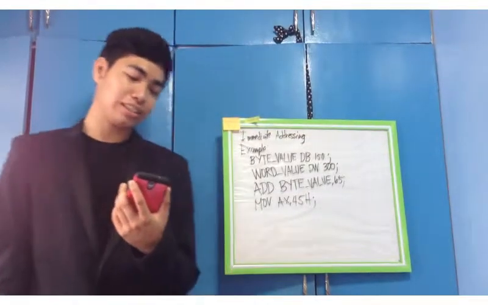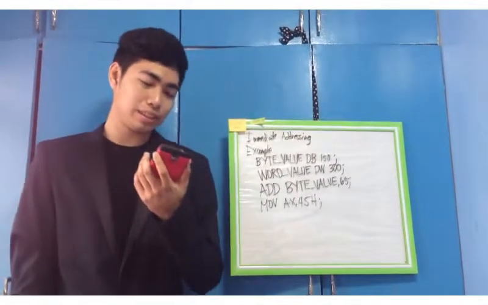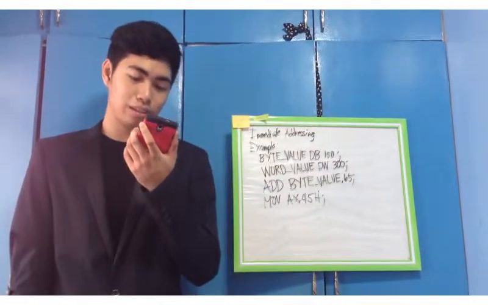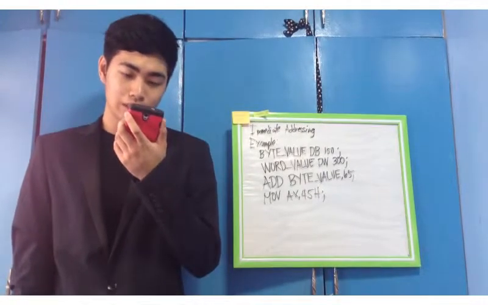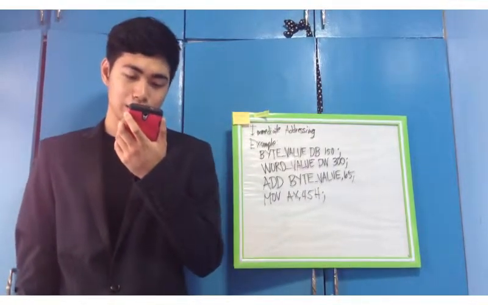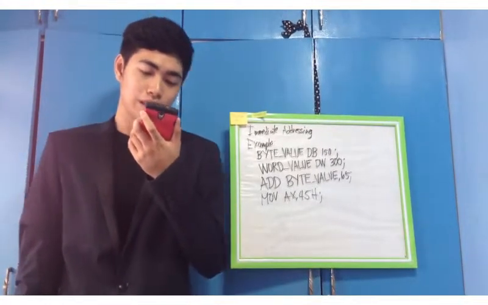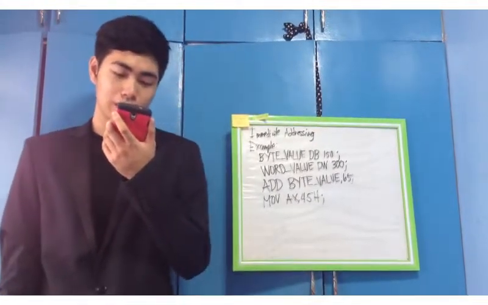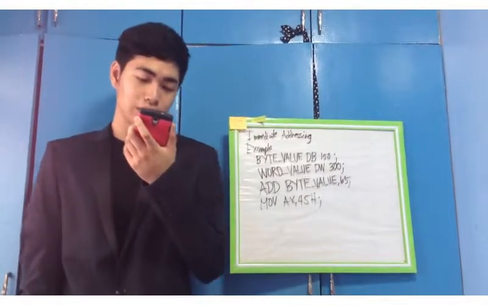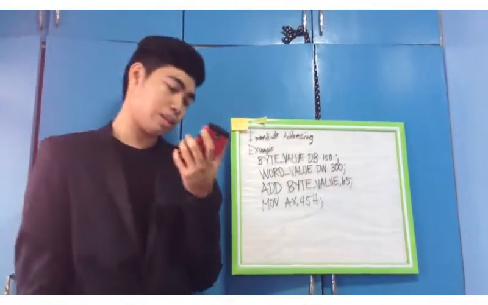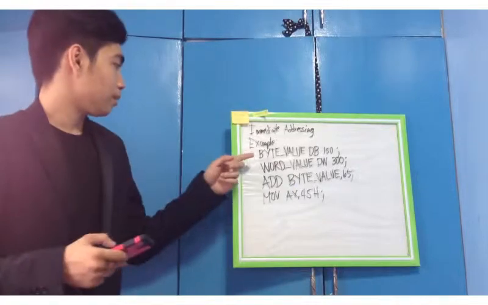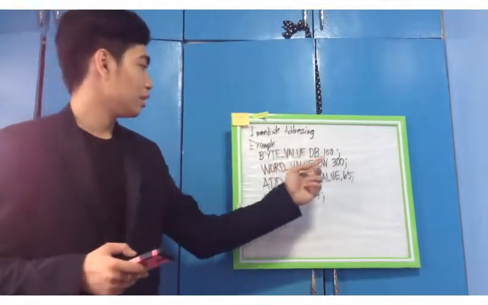Ang susunod nating addressing ay immediate addressing. An immediate operand has a constant value or an expression. When an instruction with two operands uses immediate addressing, the first operand may be a register or memory location, and the second operand is an immediate constant. The first operand defines the length of the data. For example, ito, byte value DB 150.